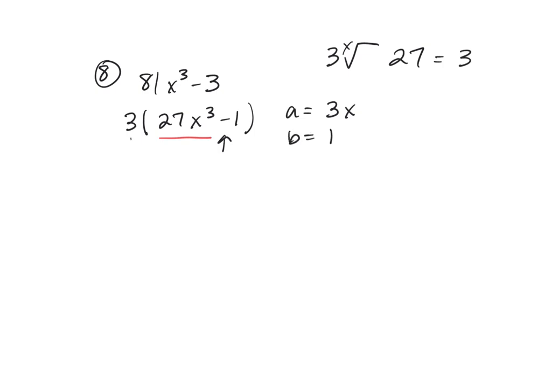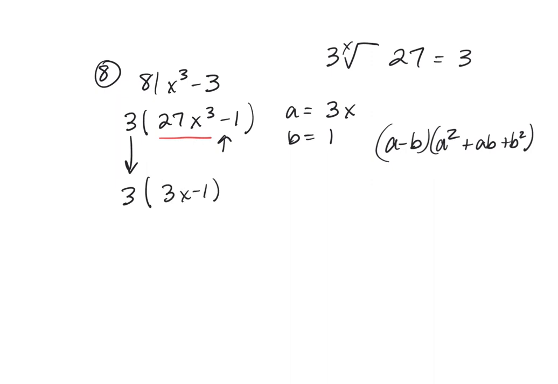So all I have to do is pull my 3 down and use my formula. My formula is a minus b times a squared plus ab plus b squared. So a minus b, I've got 3x minus 1 onto a squared. So I have to square both terms, so it's going to be 9x squared plus a times b, which is 3x, plus b squared, which is 1.